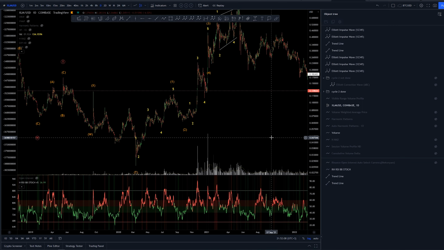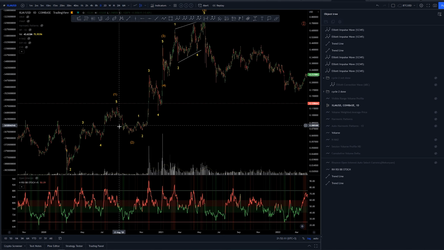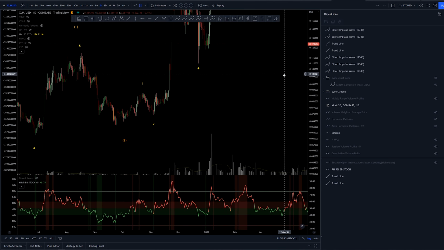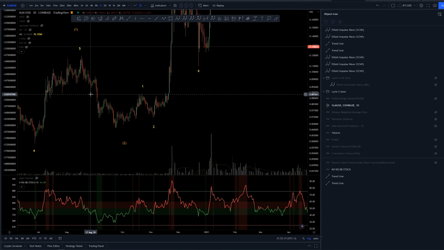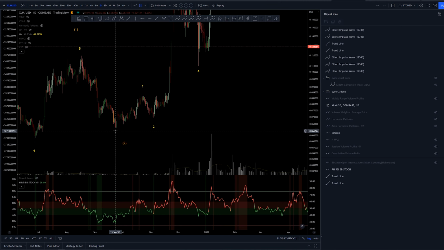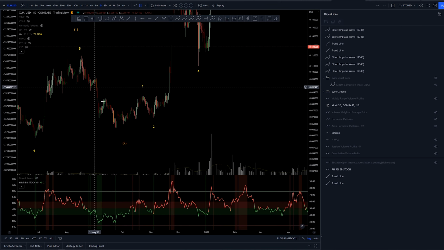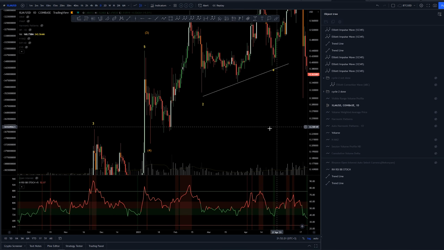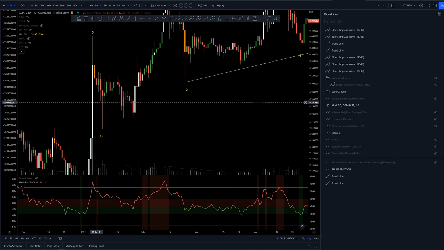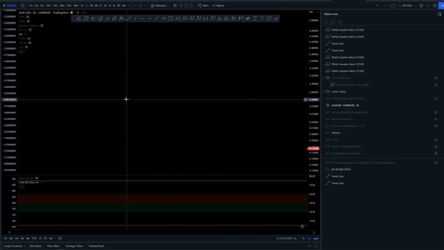Let's take a look at the alternation. What is this structure here? So this probably is a double zigzag. What do we have here? Well, this is for sure, well, not for sure. Let's take a look.